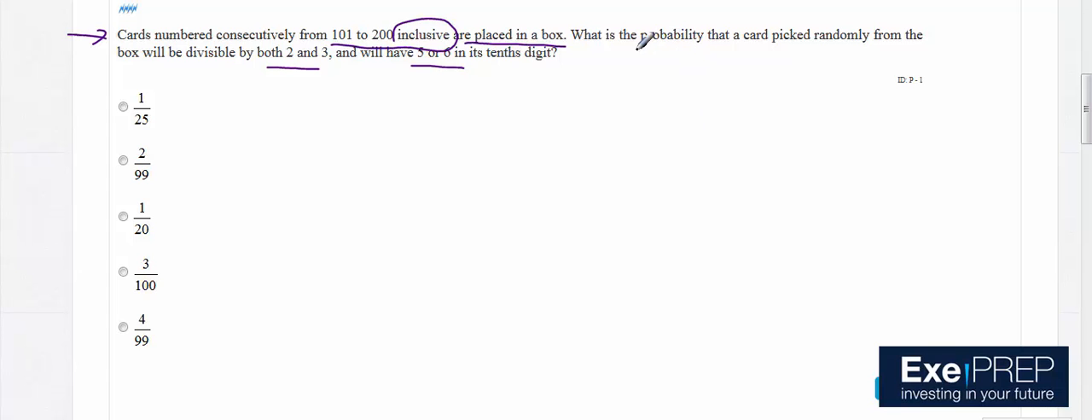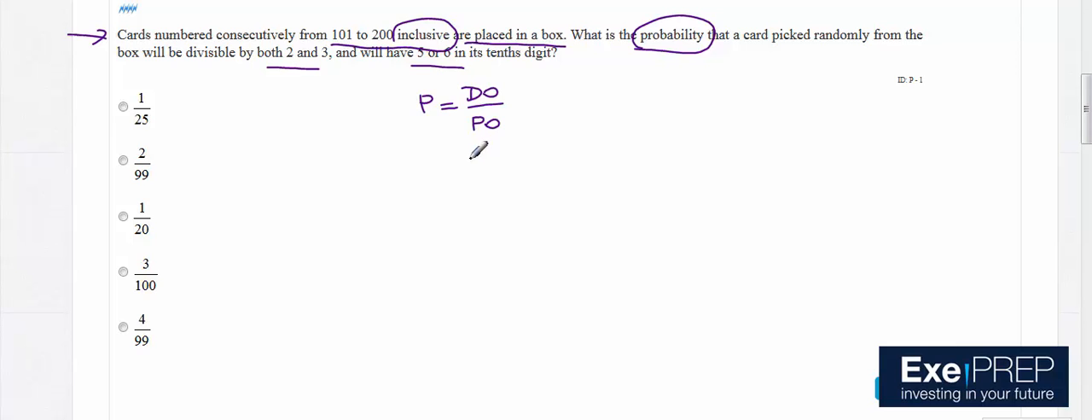Now, the problem asks us for a probability, and we know from theory that whenever we ask for a probability, we immediately need to write down this formula. Probability equals desired outcome over possible outcome, okay? Let's try finding out the possible outcome first, because usually finding the PO is easier than DO, so let's do the easy thing now. Okay, possible outcome.